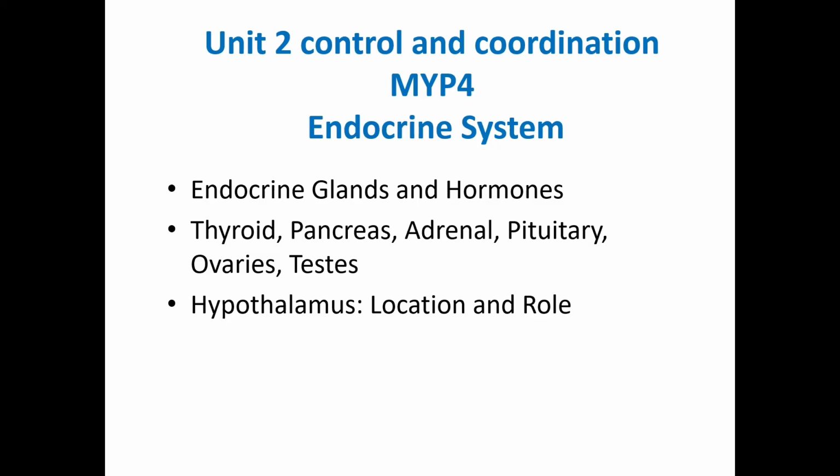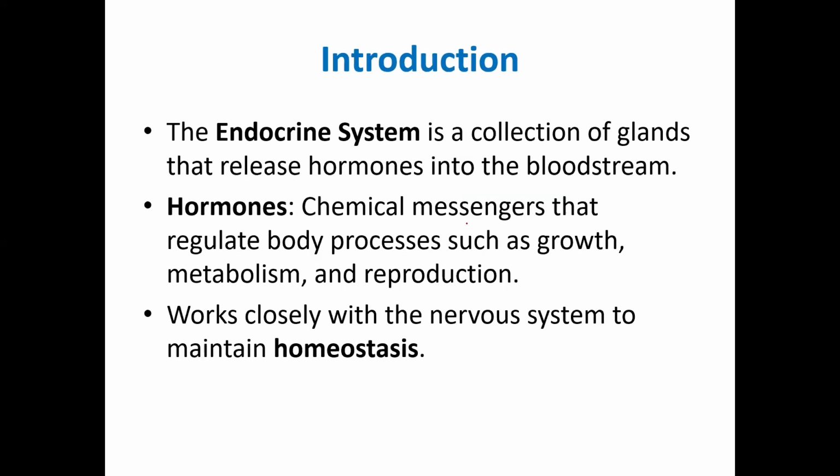We are going to learn about the endocrine system, which is part of our Unit 2 Control and Coordination, MYP4. In this session, we will learn about the endocrine glands, what a hormone is, and types of glands like thyroid, pancreas, adrenal, pituitary, ovaries and testes, and the hypothalamus, its location and its role. Let's start. The first question that comes to our mind: what is the endocrine system?